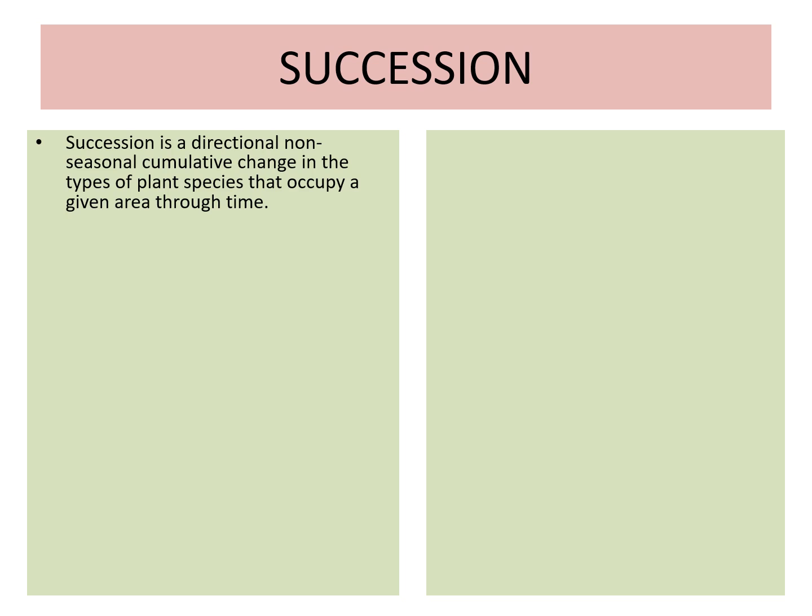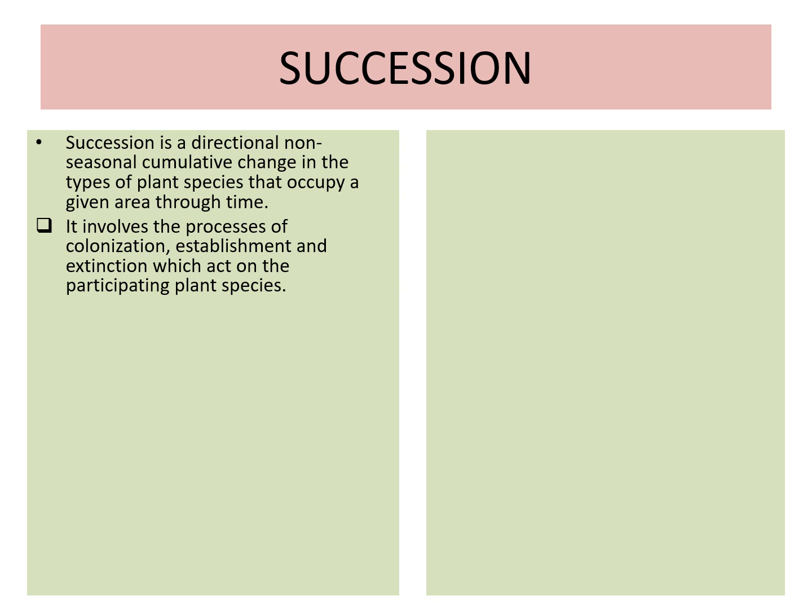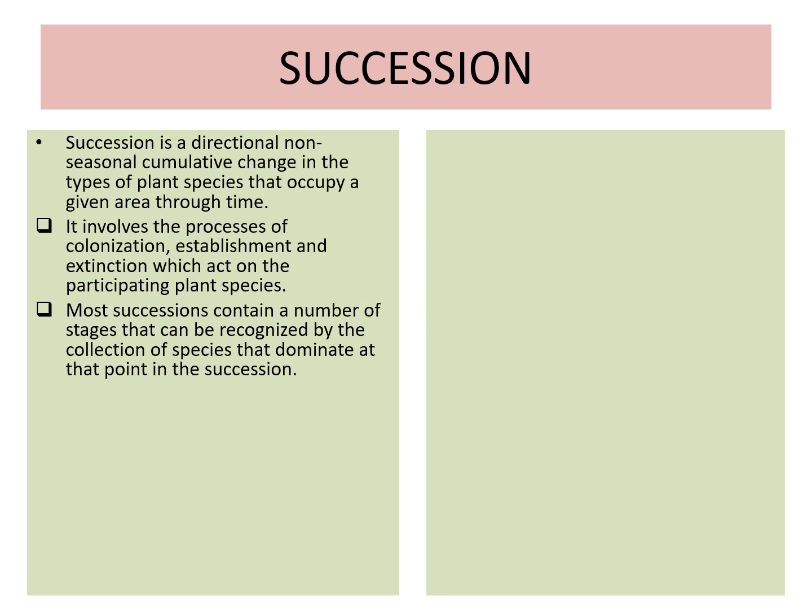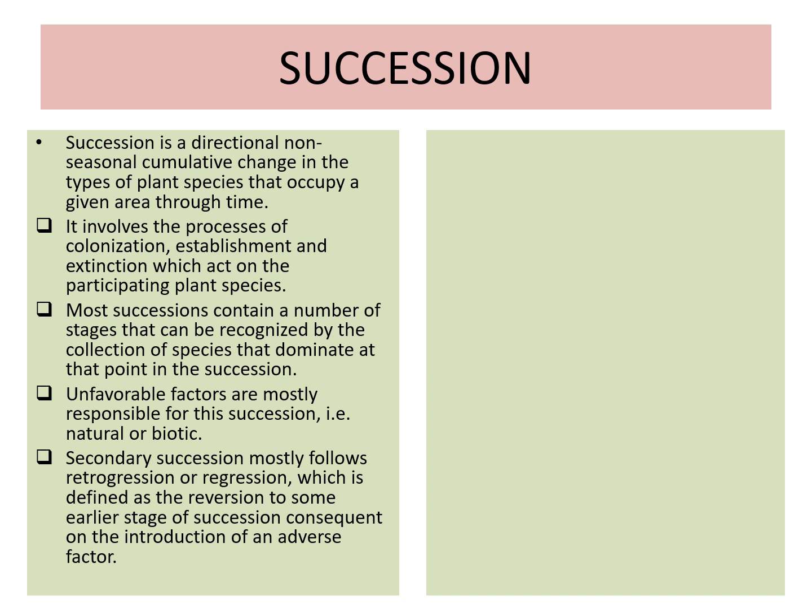So succession is a directional, non-seasonal, cumulative change in the type of plant species that occupies a given area through time. It involves the process of colonization, establishment, and extinction which act on participating plant species. Most successions contain a number of stages that can be recognized by the collection of species which dominate at a point in the succession. Unfavorable factors are mostly responsible for this succession, that is natural or biotic.